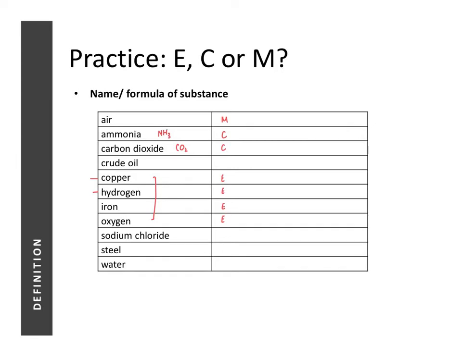Crude oil, we have learned this is a famous example of a mixture. Sodium chloride, NaCl, so it is a compound. Steel is an alloy, so it's a mixture. And then water has the formula H2O, so it's a compound.